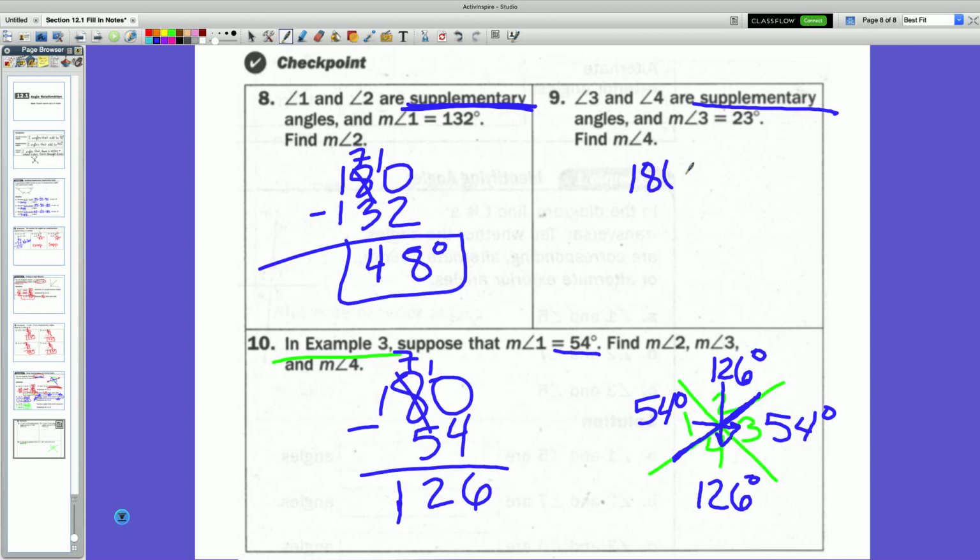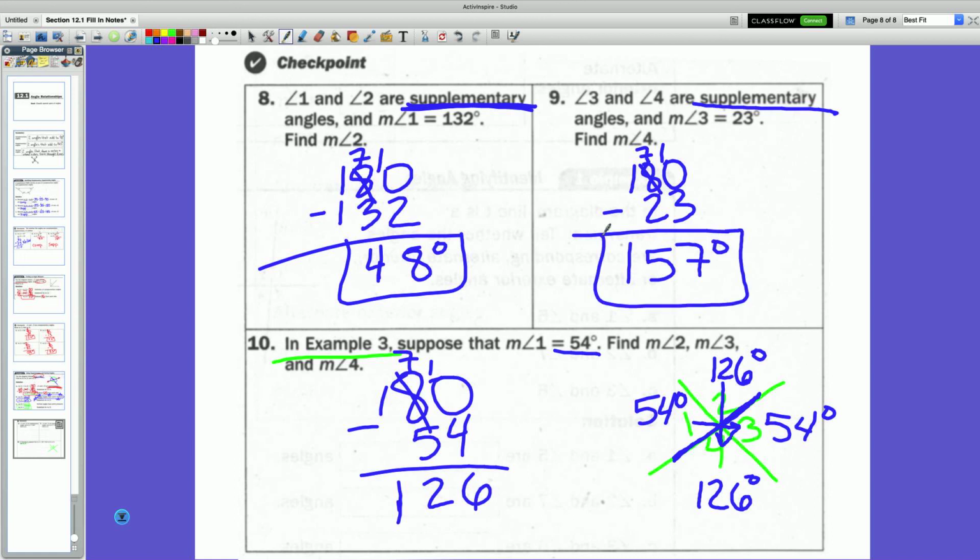So 180 minus 23. Borrow. 10 minus 3 is 7. 7 minus 2 is 5. And 1 minus nothing is 1. So 157 degrees. All right, hopefully you found this lesson pretty simple.